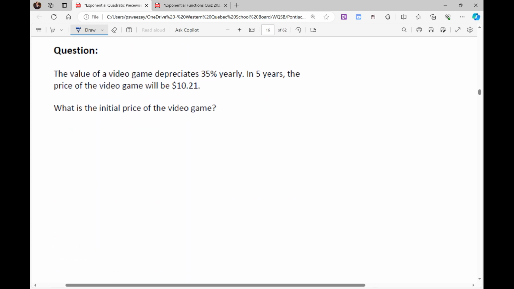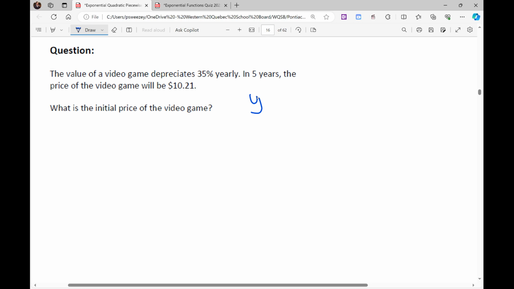Let's skip down past that one. Here's another one that I would probably know for Thursday as well. The value of a video game depreciates 35% yearly. In 5 years, the price of the game will be $10.21. What is the initial price of the video game? Same thing, I always start with Y, A, C, X.